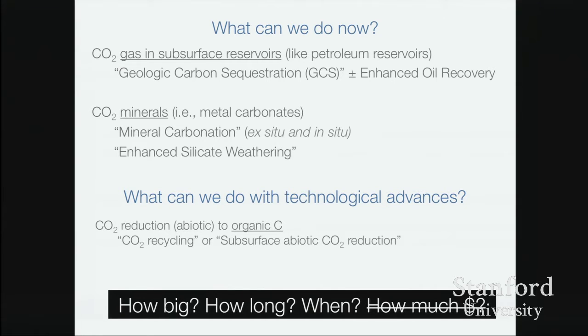And then there's this how much question. And this comes back to your question. I would say that most of these strategies that are talking about large-scale carbon storage in the subsurface are on the very far right-hand side of the McKinsey curve, which is to say that we're looking at maybe $60 to $100 per ton of carbon to sequester it. It's very expensive. And I'll talk about some of the reasons for that.